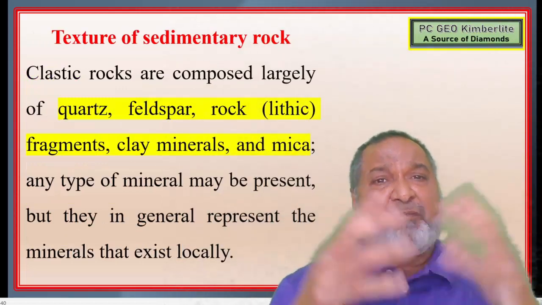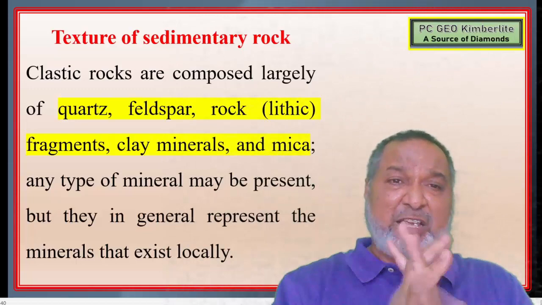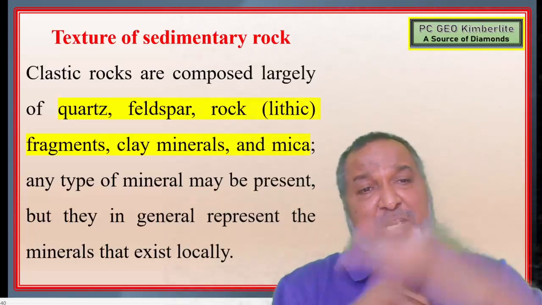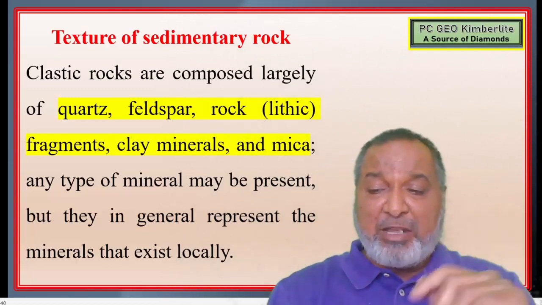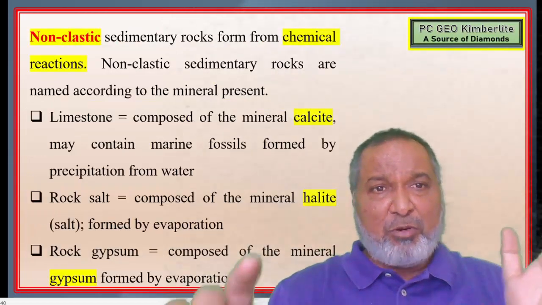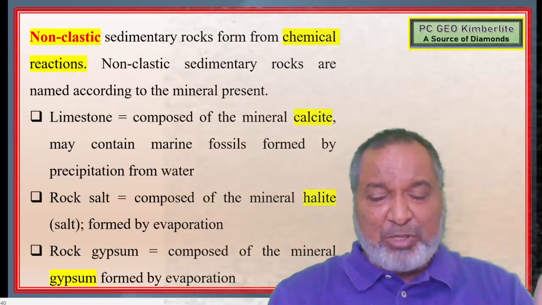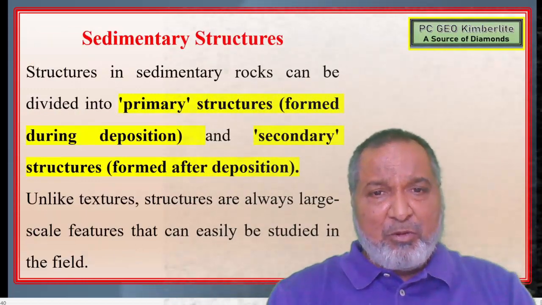Non-clastic is where a chemical reaction has taken place. At the time of deposition, there is a change in the composition of the pre-existing rock from where the material was brought. That is called non-clastic, or it is called affinity. So that part will be there.